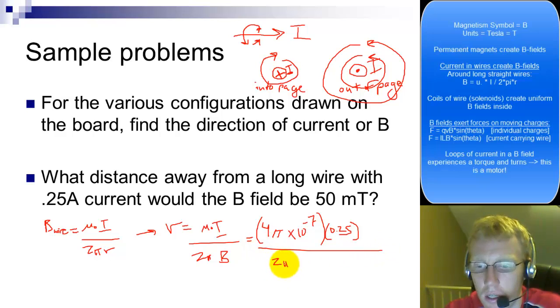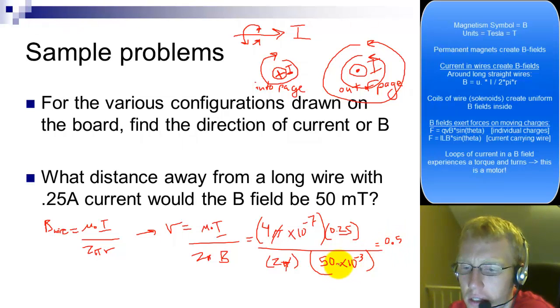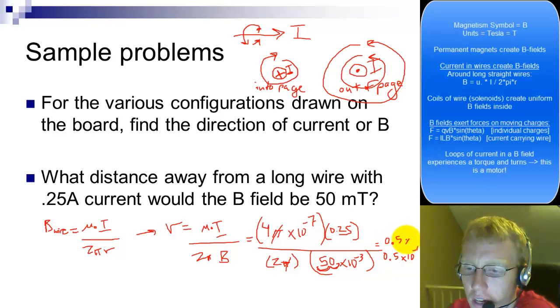Okay, 2 pi here, and magnetic field 50 times 10 to the negative 3. So we can cancel out the pi and the pi. 4 divided by 2 is 2. 2 times 0.25 is 0.5. So this is 0.5. If I move this decimal 2 digits this way, I can also make this 0.5. And if I move the decimal place 2 points this way, that'll be 0.5 times 10 to the negative 1. And this was 0.5 times 10 to the negative 7. So my final answer would be 1 times 10 to the negative 6 Teslas. So 1 micro Tesla.